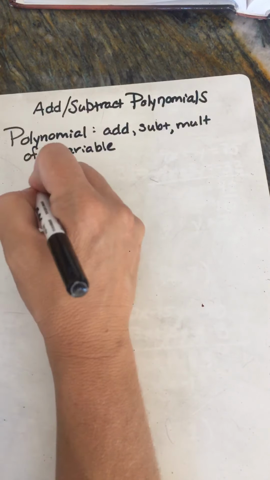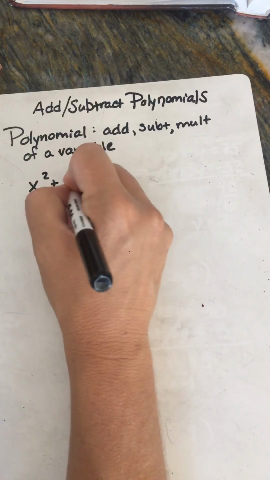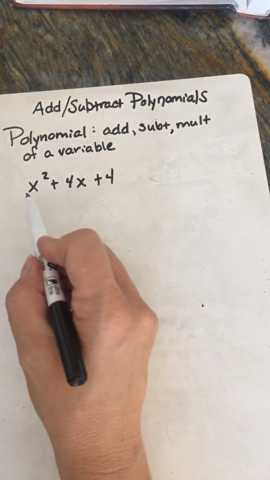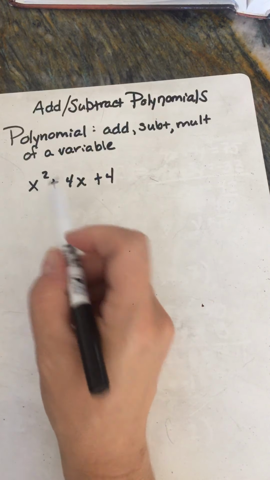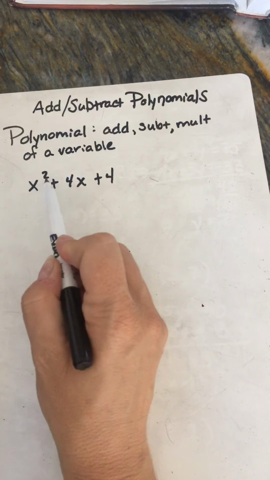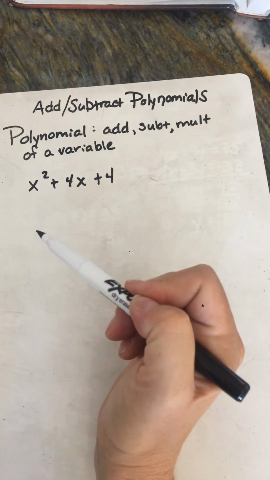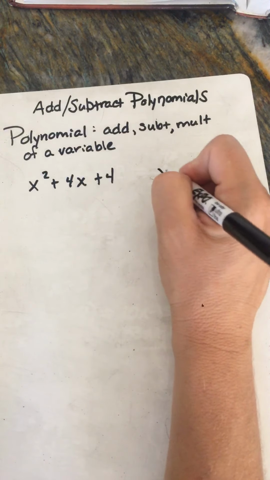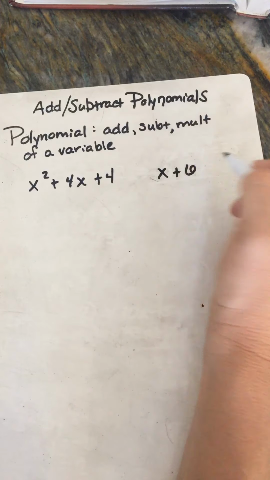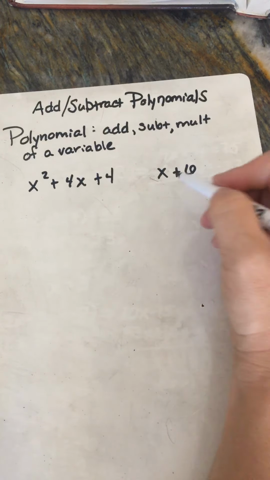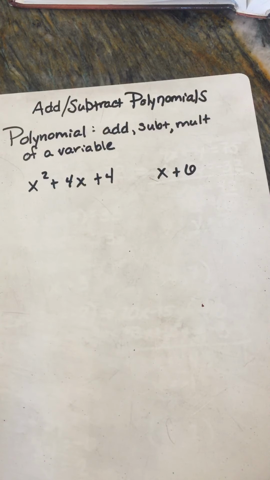So we have things like x squared plus 4x plus 4. There's a polynomial. And remember, they're named for the greatest power. So this is a quadratic, and then there are three terms, so it's a quadratic trinomial. Remember those words? And if it has two terms, so x plus 6, that is a linear, the power is 1, binomial, because there are two terms. All right, so adding and subtracting polynomials, super easy.